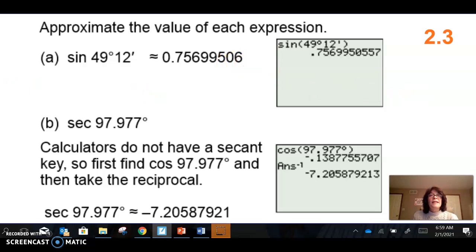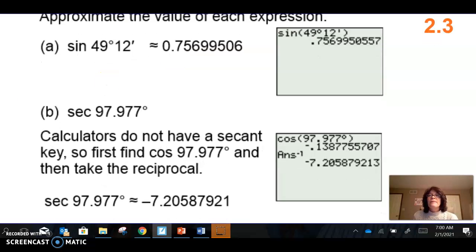I'll tell you how many decimal places to round off to on an exam, or we're going to learn something called significant digits today. So sometimes you just look at the least amount of significant digits in the question, and that tells you how many to put in the answer.